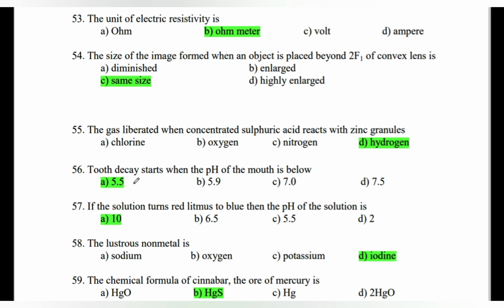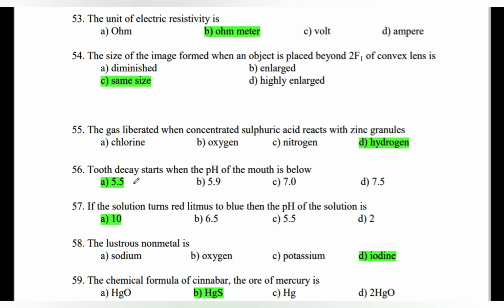The size of the image formed when an object is placed beyond 2 f1 of convex lens is, the size of the image will be of same size of the object. Therefore the correct answer is option C, same size. The gas liberated when concentrated sulfuric acid reacts with zinc granules. The correct answer is option D, hydrogen gas is released.